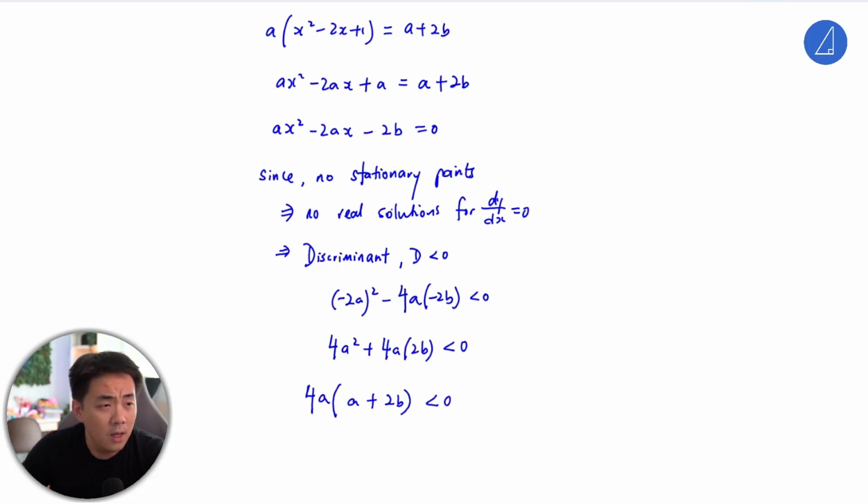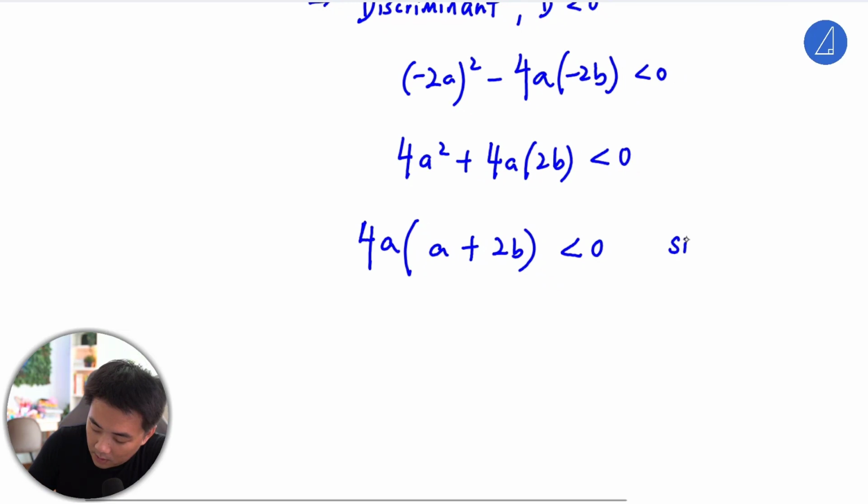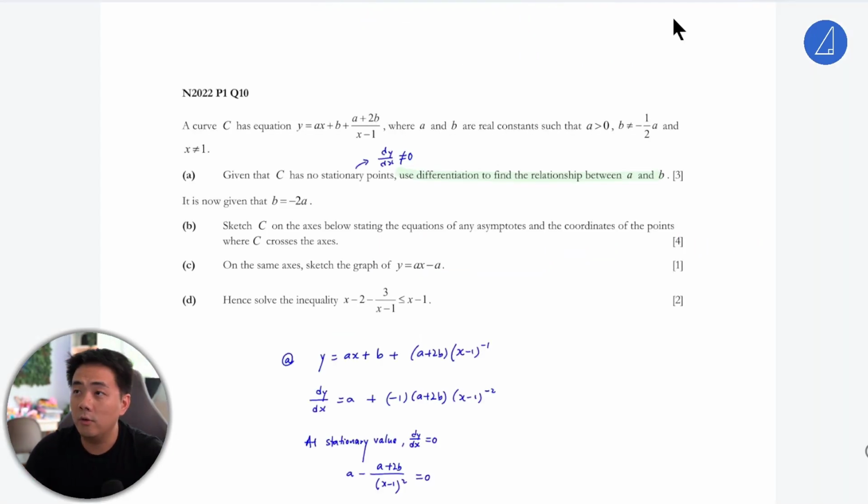It has to be negative. But we were told that a is positive. So since a is positive, you know for sure that the other factor has to be negative, because 4a is always positive. This will then imply that a plus 2b is less than 0. So that's how I'll solve part a.